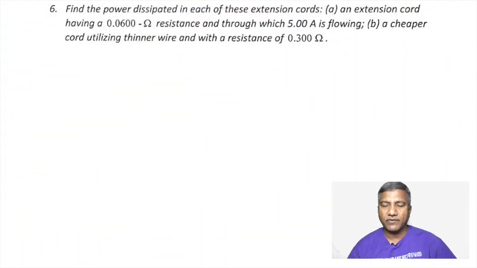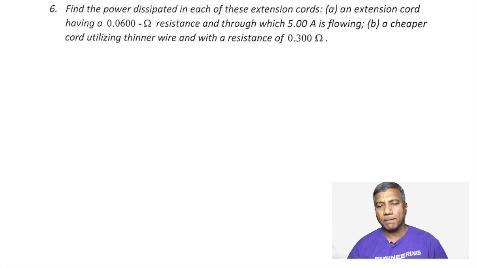Number 6, find the power dissipated in each of these extension cords. An extension cord having a 0.06 ohm resistance and through which 5 ampere is flowing.